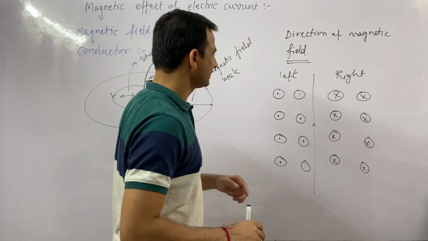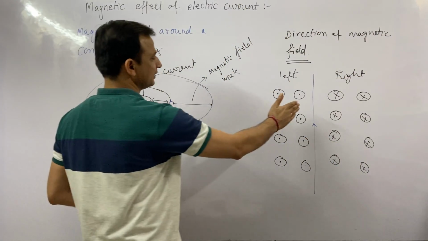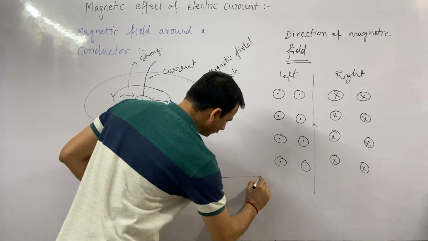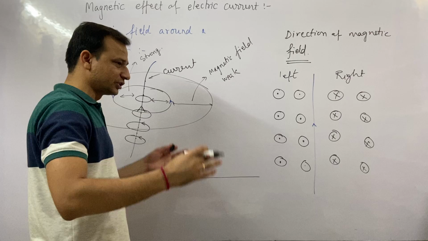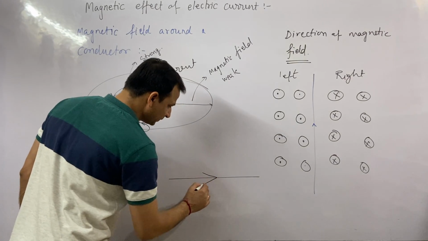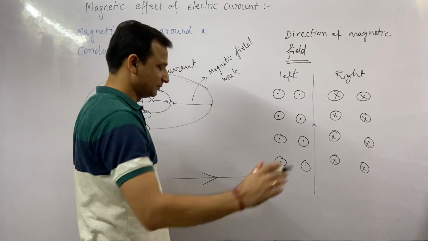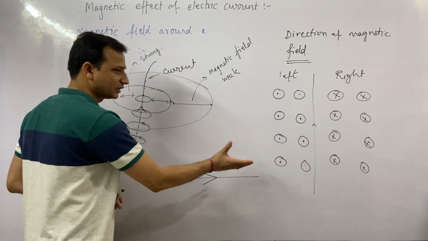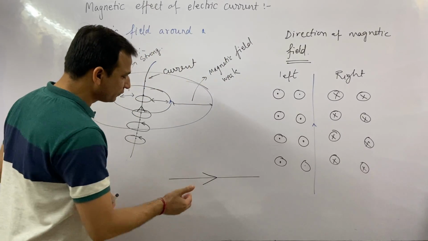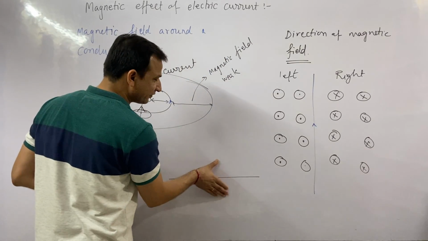Now let me change the direction of flow of current in this wire. Now imagine the wire is kept horizontal, and the current is flowing towards the right side. So, horizontal wire and current is flowing towards the right side. What would be the direction of magnetic field around this wire?